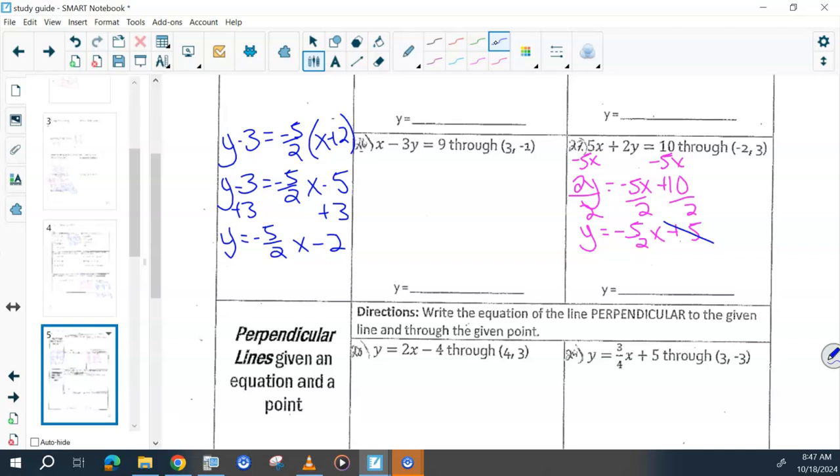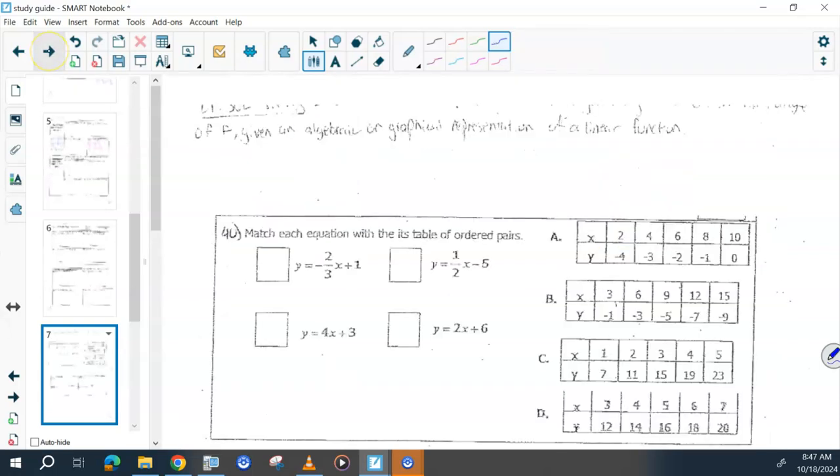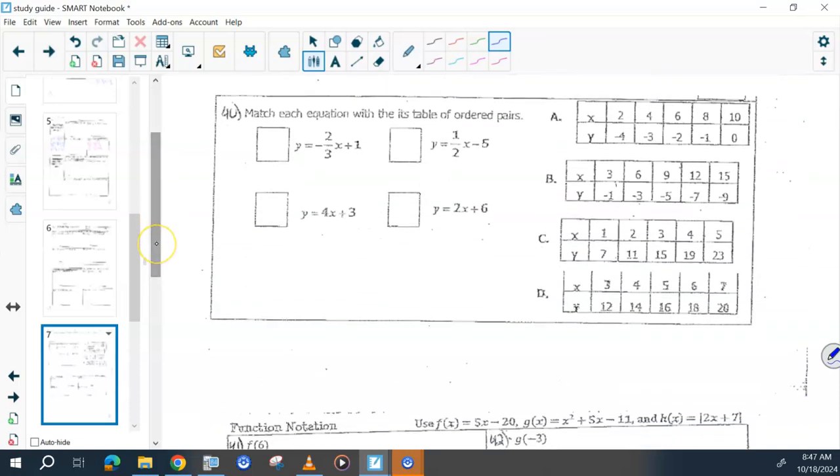Page 6 is very similar to this, so if we don't have any questions, we're going to skip to page 7. Questions on that page? Page 7. Question number 40. Okay, so this is your function notation.